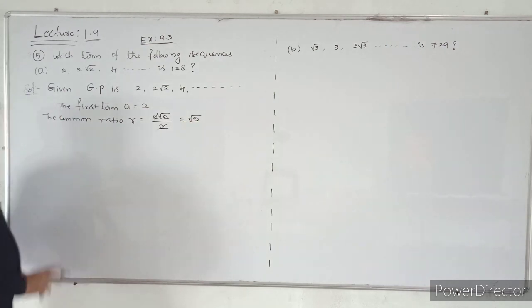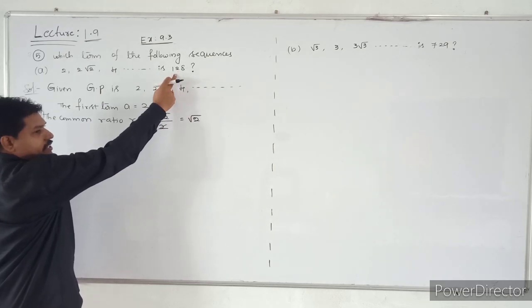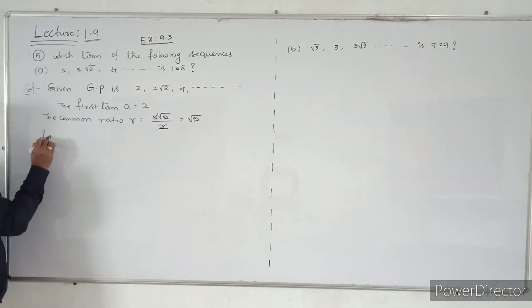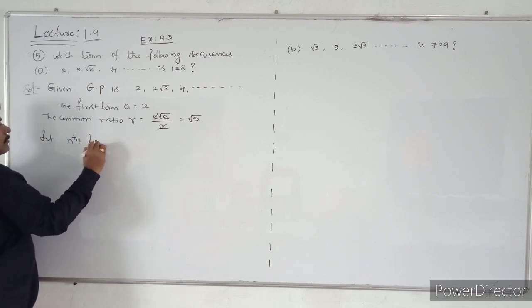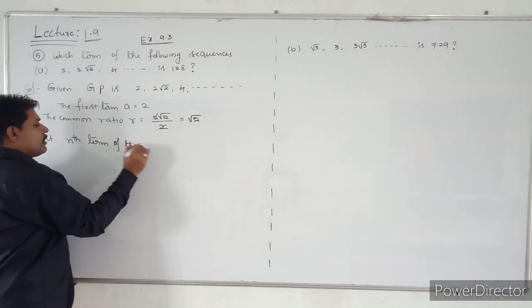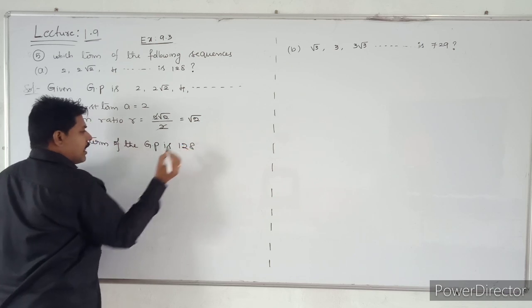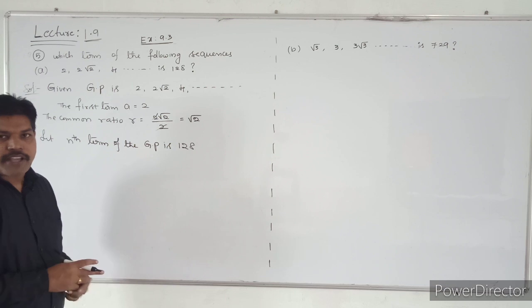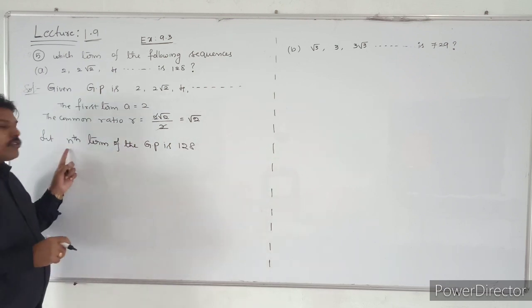What is the question? You have to calculate which term this is. That is 128. So what is the term? I will take the nth term of the GP as 128. I don't know the term, so that's why I am taking n. So the nth term of the GP is 128. Now we have to calculate this n.